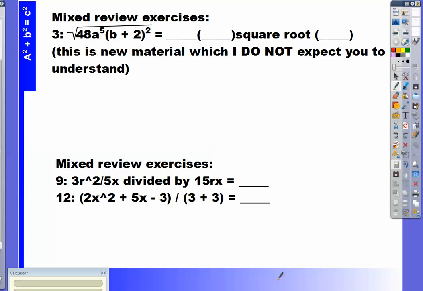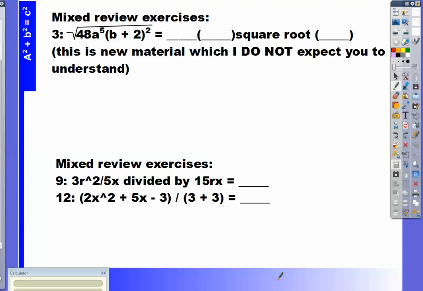All right, so number 3 is totally new material. We will go over this, but we will probably be going over it in April and May. But might as well give it a shot, right? So this is a nice way to start looking at what's to come.